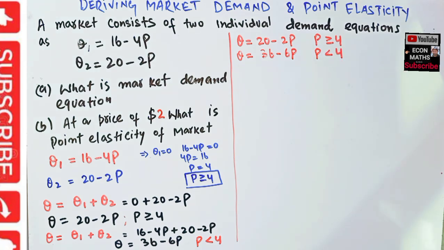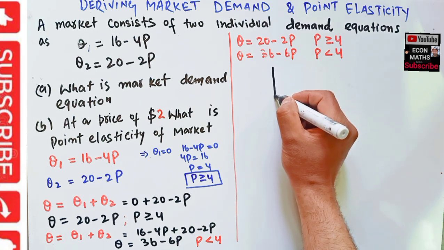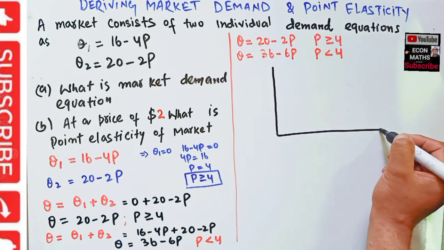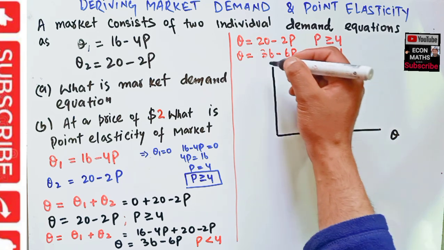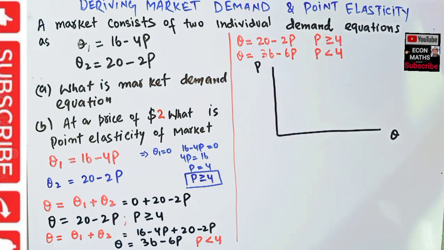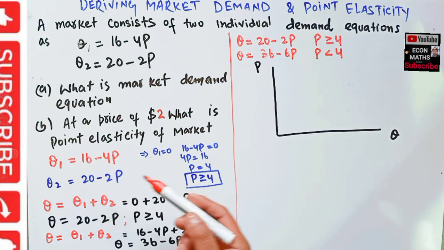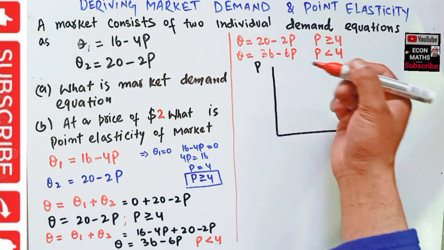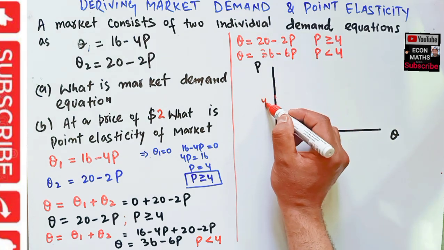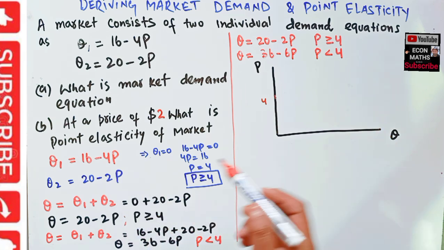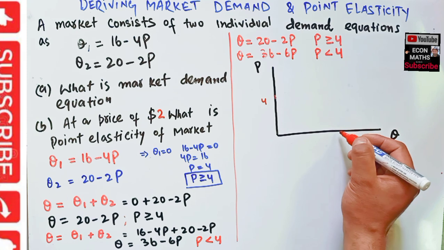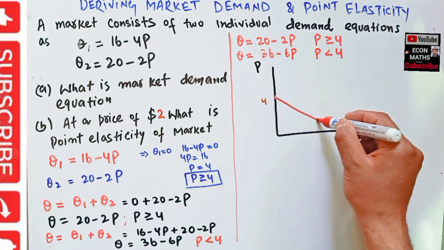It will be more plausible if I draw the demand functions in a graph. Let us say this is our graph. Q is on this side, Q1 and Q2, and we have price on this side. Q1 is equal to 16 minus 4P. If we draw it on the graph, when Q1 is equal to 0, we want to find the price intercept, so P will be equal to 4. Let us say this is 4. And the vertical intercept, if P is equal to 0, Q is equal to 16. Let us say this is 16. This is the demand function for individual 1.